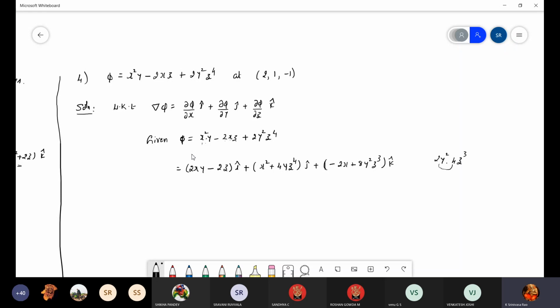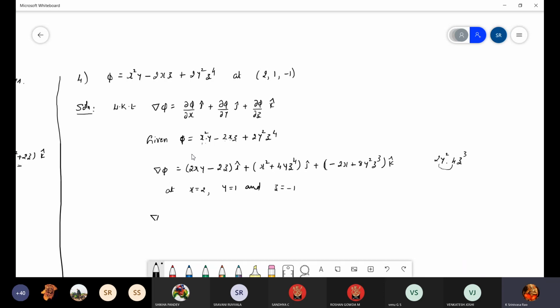With this practice only you can understand. Okay, simple partial differentiation. Now this is grad phi. Now what? Since the point is given, x equals 2, y equals 1, and z equals minus 1.